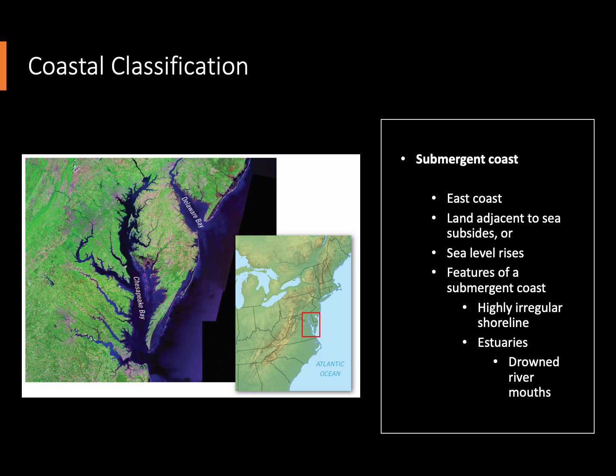But we'll see that there are very specific features to these submergent coasts. And the first is that it has a really irregular shoreline. It's not straight shoreline like we would see farther south here in Florida. But here we see these really irregular estuaries where we have these drowned river mouths. So these estuaries used to be the very end or the mouth of a river, but as our land has subsided and the water has risen to cover up or submerge the land, it has started moving up the river itself.